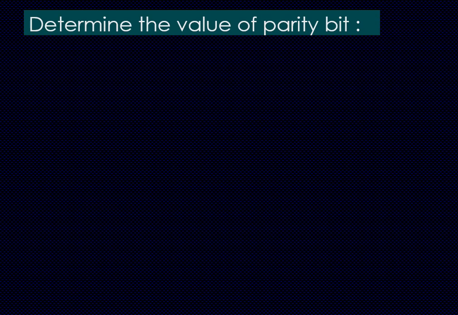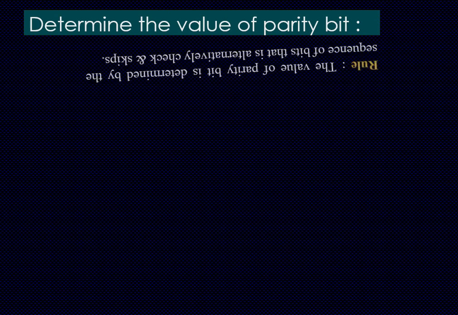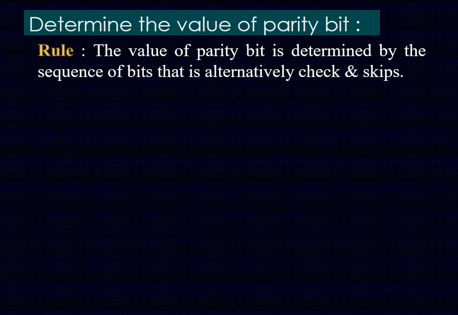We already know the data bits. Data bits means whatever the sender is sending, the receiver will receive the data bits as given. So we know that value, but we don't know the parity bit value, so we have to calculate that. The rule is, the value of a parity bit is determined by the sequence of bits that are alternately checked and skipped. So let me write the rule first.